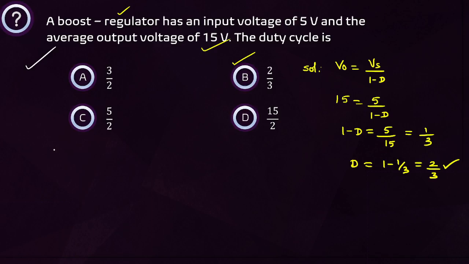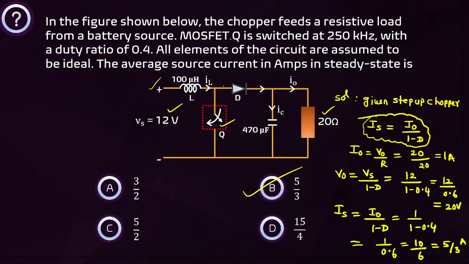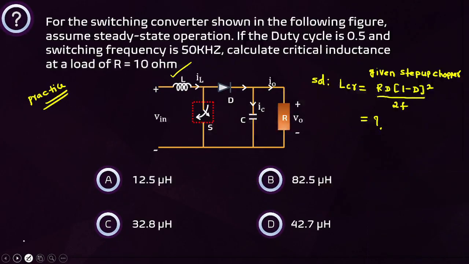This is the question based on the boost regulator. This is a question based on the boost regulator. Next, this is the question based on which one? Inductor is at source side. That's why it is a boost regulator question. Here it is asking what is the average source current? Average source current equal to, I got 5 by 3 amperes.